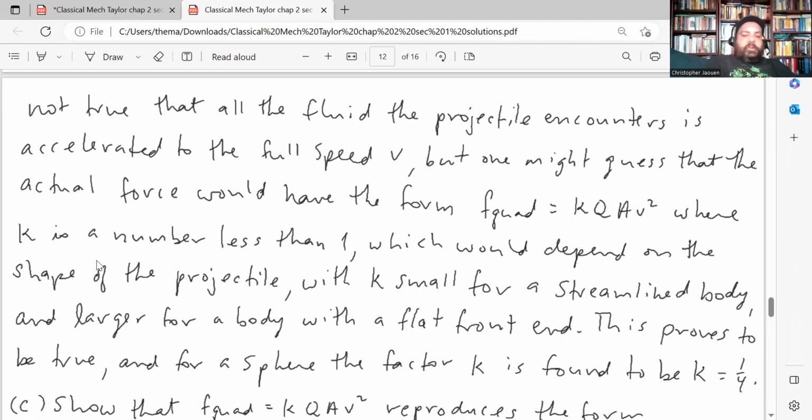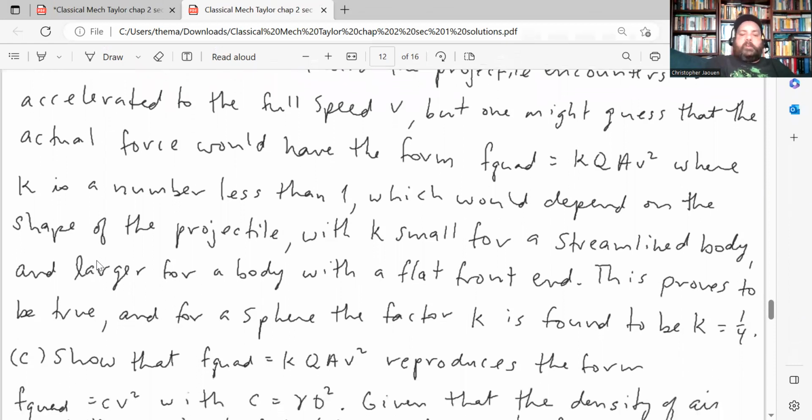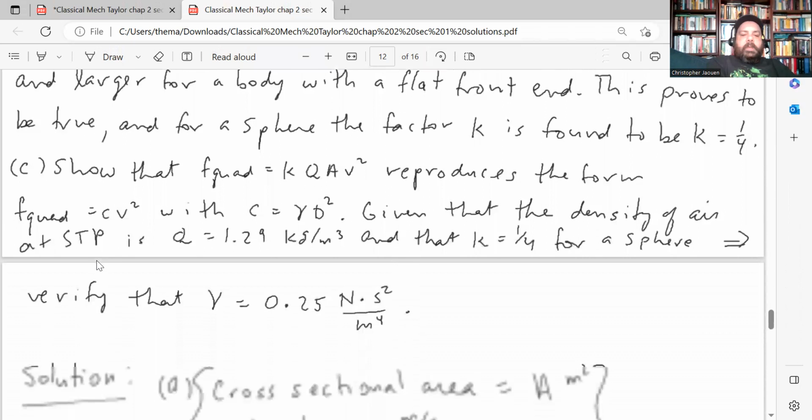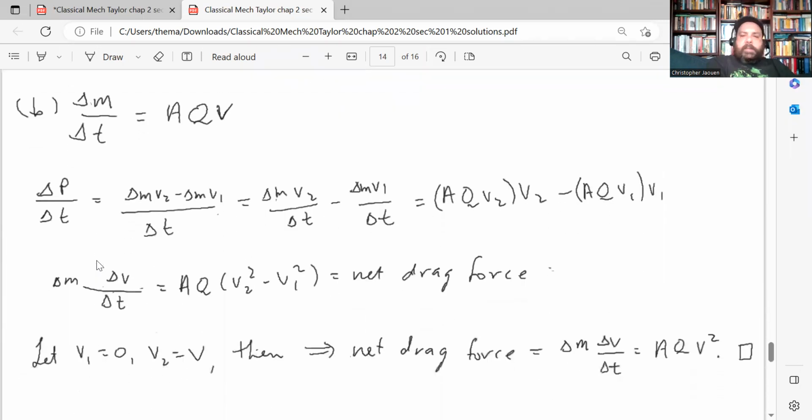This proves to be true, and for a sphere, the factor kappa is found to be 1/4. So that's why I used 1/4 for kappa in the previous problem. So let's look at that one next, and then the last part is C.